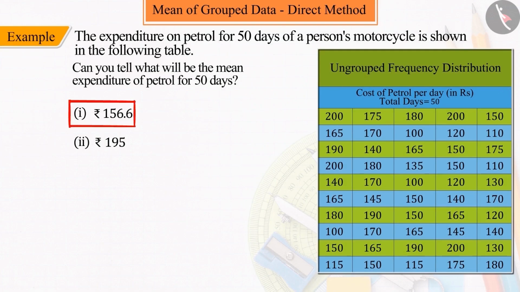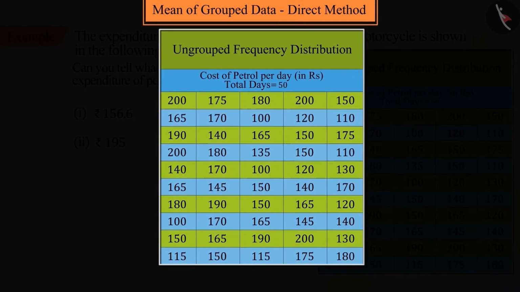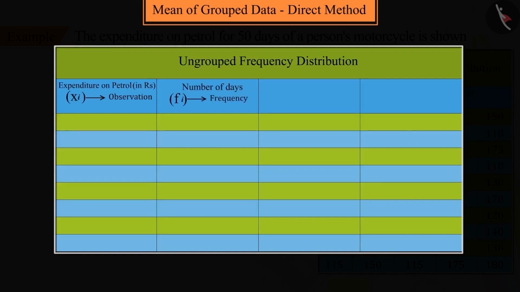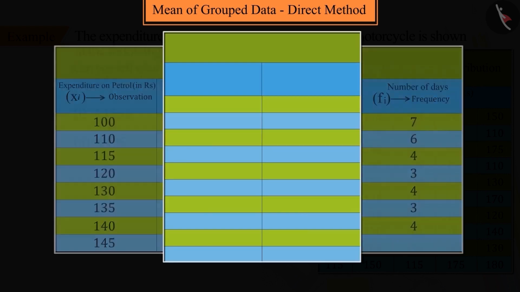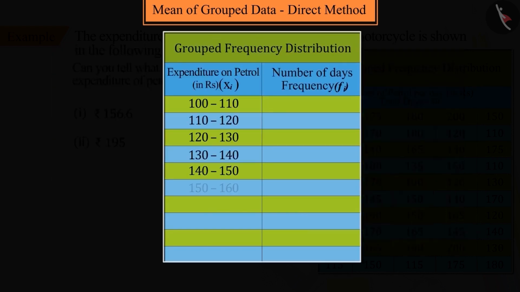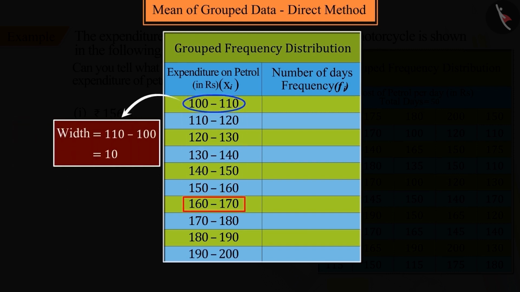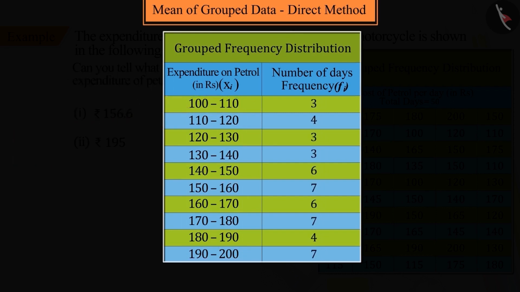Let's discuss option 1. From the given ungrouped data table, we can see that the minimum expenditure of petrol is 100 rupees and the maximum expenditure is 200 rupees. Since we have to find the mean, we will first construct the ungrouped frequency distribution table. Then classify this ungrouped frequency distribution table into groups to construct the grouped frequency distribution table, whereby taking a class interval of 10 as the width of grouped data, we will convert them into grouped data and specify the frequencies. It is represented by the following table.